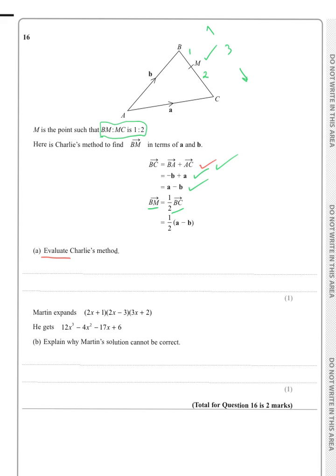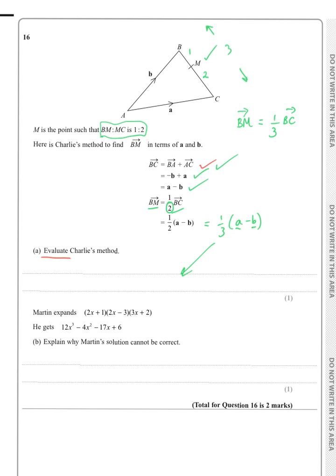of a ratio. So if you think about it, B to M is one part out of three. So it's actually only 1/3 of BC. So I'm afraid that's the mistake. So this should read 1/3 of A minus B. And I should underline these because I can't do them in bold. And that would be my evaluation, and I'll probably write that there.